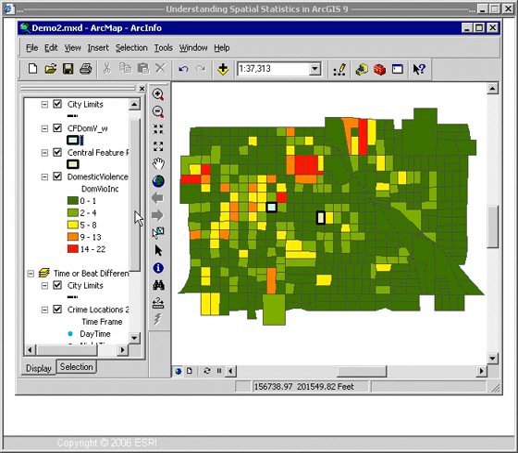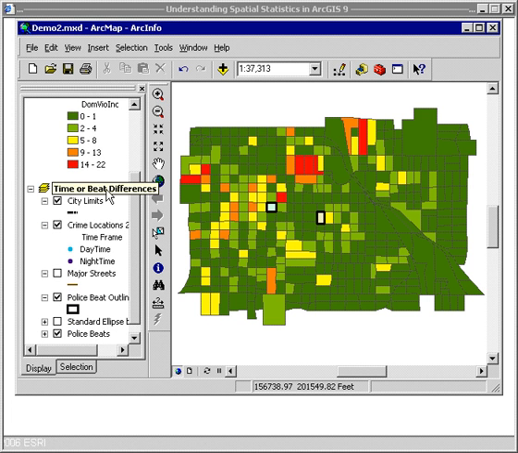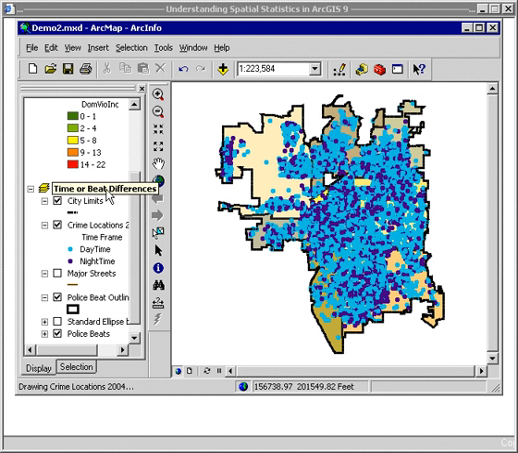Okay, now let's use descriptive statistics to answer another question. We want to use crime attribute information to see if we can discern any temporal trends in occurrence. Our question is, does nighttime crime have a different spatial distribution than daytime crime? And we want to answer this question for each police beat in our city.